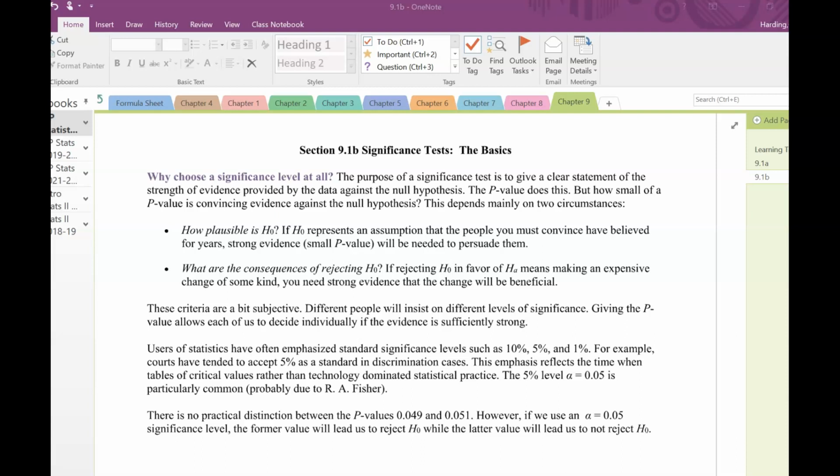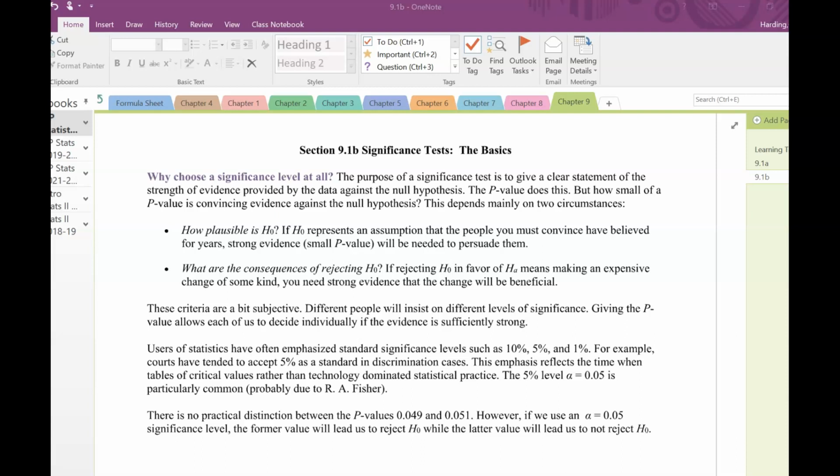And we would need a very small p-value to convince people. So if it's a very, very long held belief and we run some research that has a p-value of 8%, it's probably not strong enough to convince people, as opposed to if we put our cutoff level, our alpha level at say 1% or 0.01%.